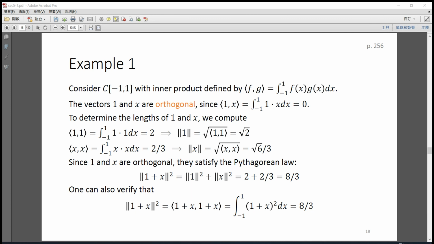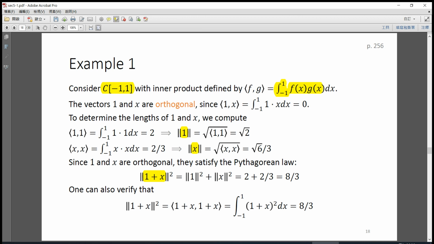In this slide, we discuss example 1. Consider the vector space of continuous functions defined on the interval between -1 and 1. The inner product is defined by the integration of f of x times g of x from -1 to 1. And our goal is to compute the norm of 1, the norm of x, and the norm of 1 plus x.